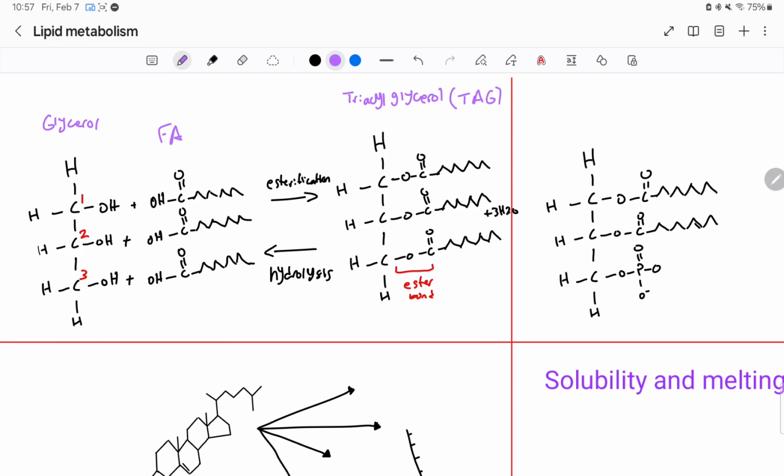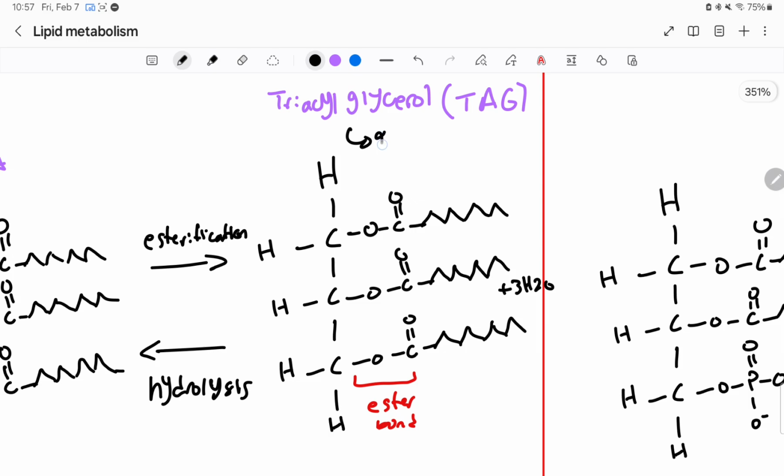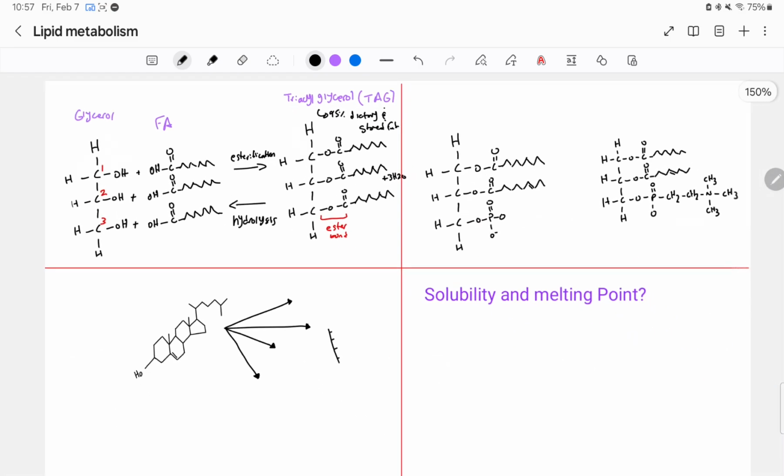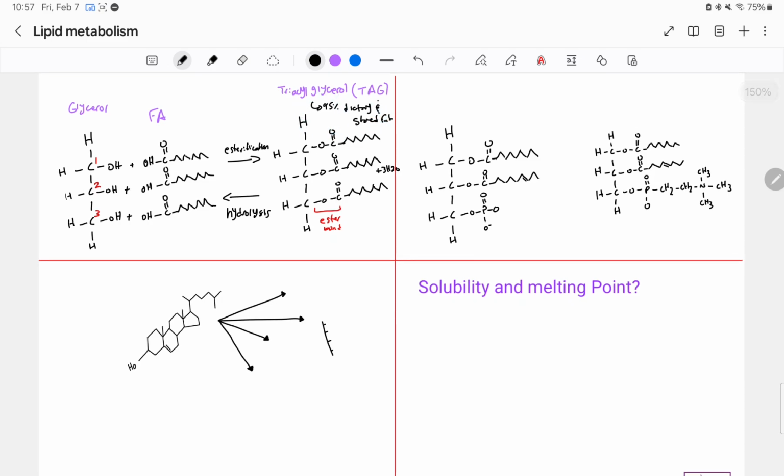Now, something super important about triacylglycerol, by the way, is that this is the main fat that you're going to find in your body. In fact, this is 95% of dietary and stored fat. So this is insane. You got a lot of this triacylglycerol sitting down. And it's a pretty abundant energy storage form.